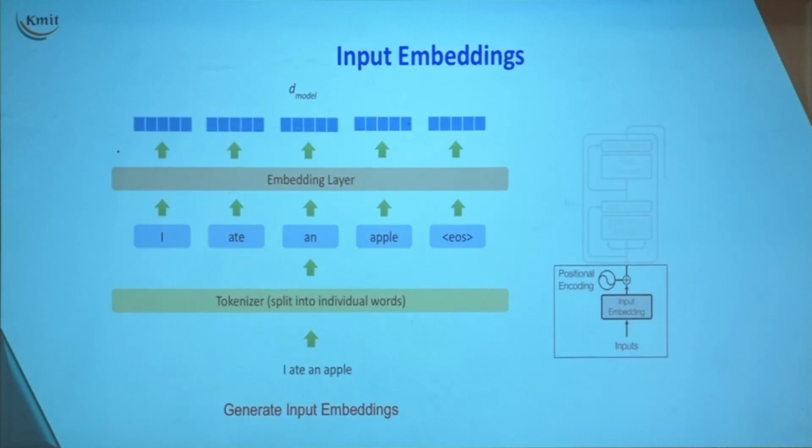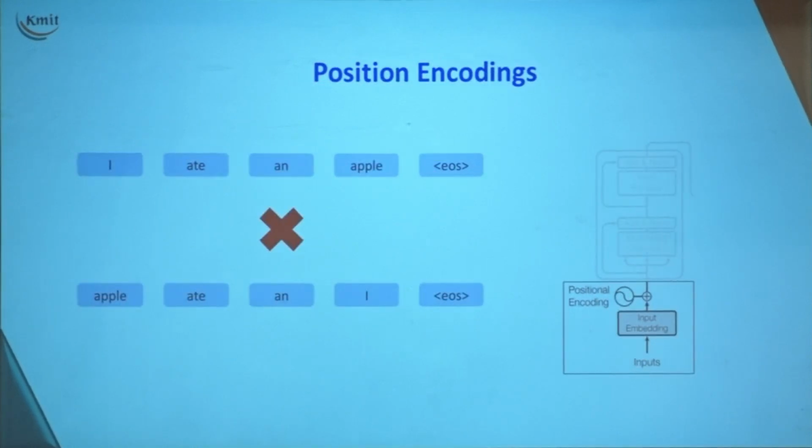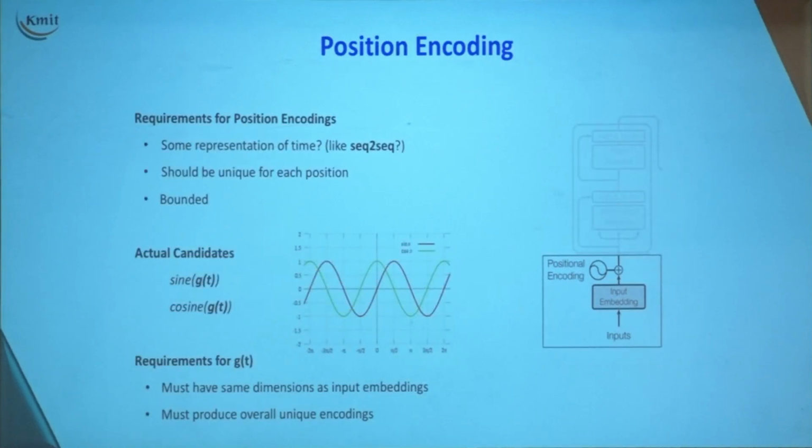Now, can you see these blue boxes? Yes or no? They are the n-dimensional vector space generated for each token or each word. What do I do after this? I have to consider positions, because I ate an apple is different from apple ate an I. Which is the correct sentence? This should be given as first, second, third, fourth positions. If the positions are changed, the meaning of the sentence would be different. Hence I give position encodings.